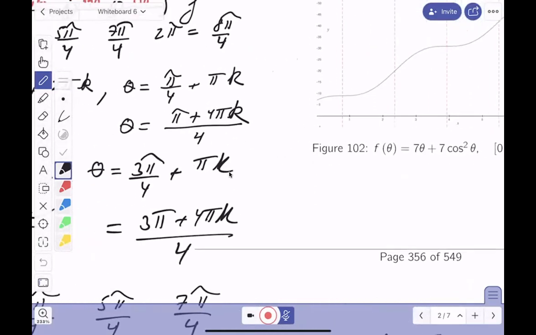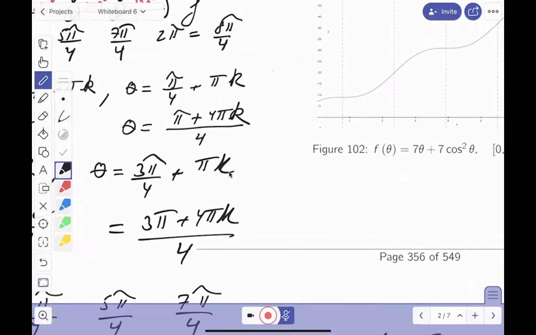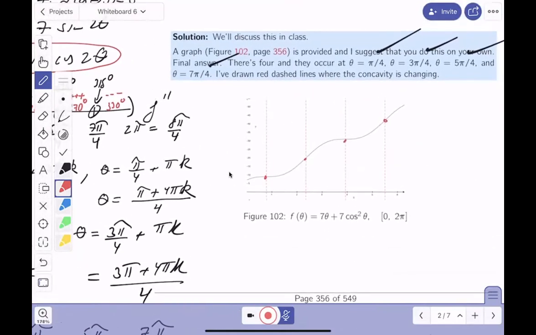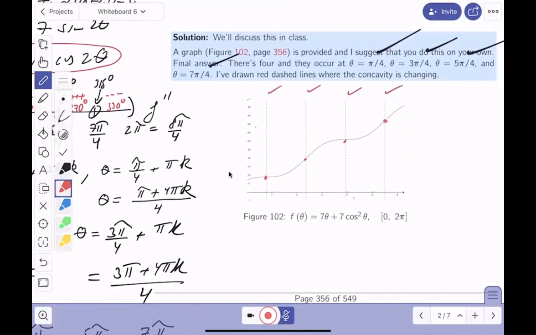And I want to point out the picture is somewhat helpful. You may not agree with that, by the way, but these are the points of inflection in the picture. And those points as specified would be at pi over 4, 3 pi over 4. This is pi over 4. This is 3 pi over 4. This is 5 pi over 4. And that's 7 pi over 4.